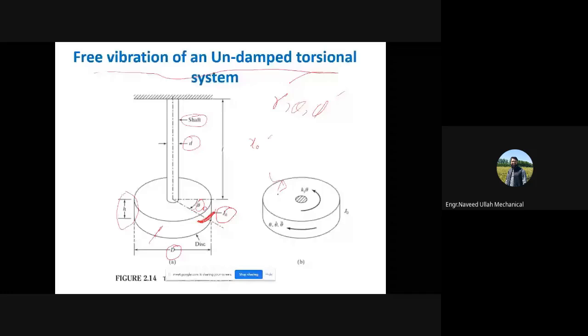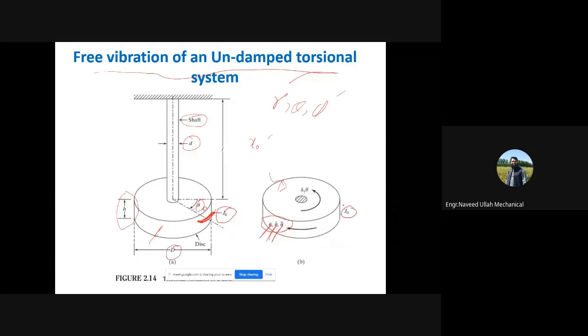We have this free body diagram. Here the displacement, velocity, and acceleration, that is, angular displacement, angular velocity, and angular acceleration, are taken positive in this direction. And you are having this polar moment of inertia.